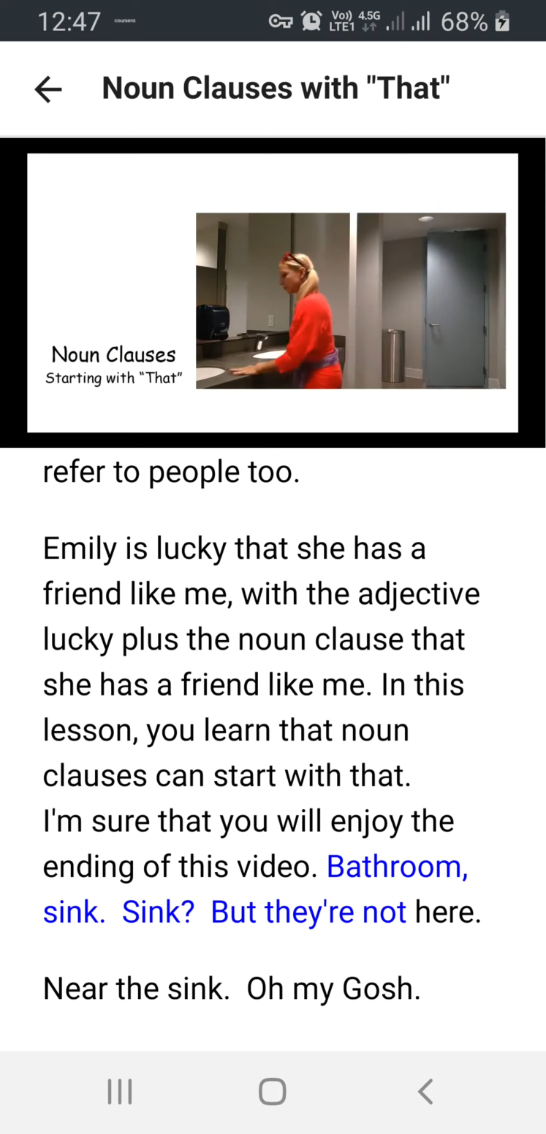Bathroom, sink, sink, sink. What, they're not here? Near the sink. Oh my gosh.